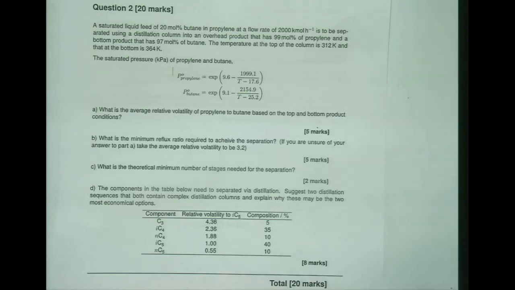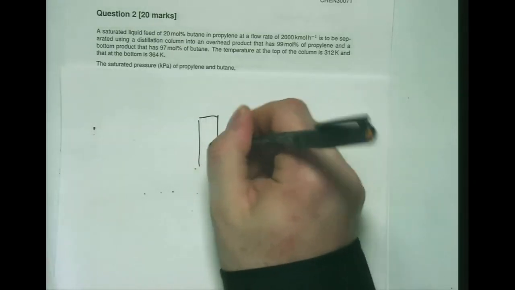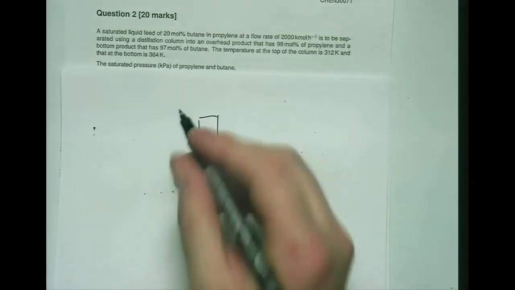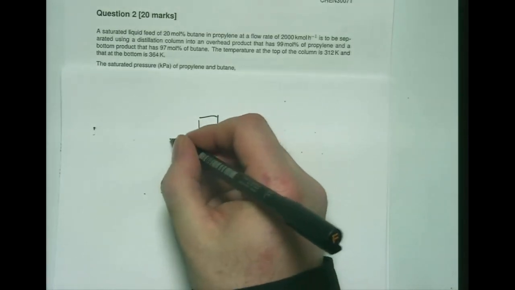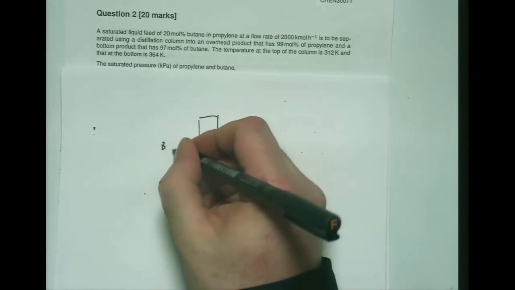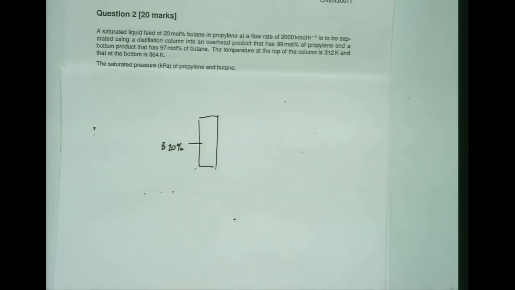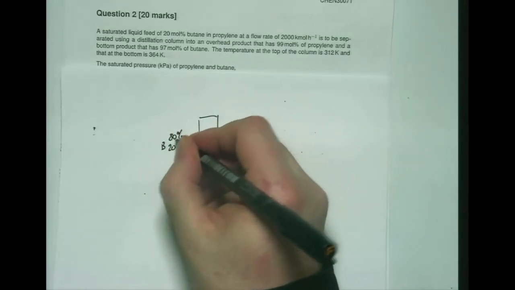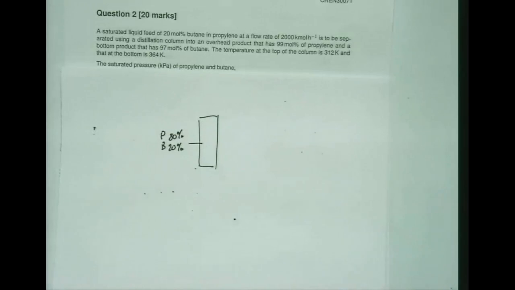So, the first thing that I would recommend doing, so you don't get confused, is to just draw a little sketch of the distillation column we're talking about. So we're told that we've got 20% butane, and so therefore we must have 80% propylene in our system.